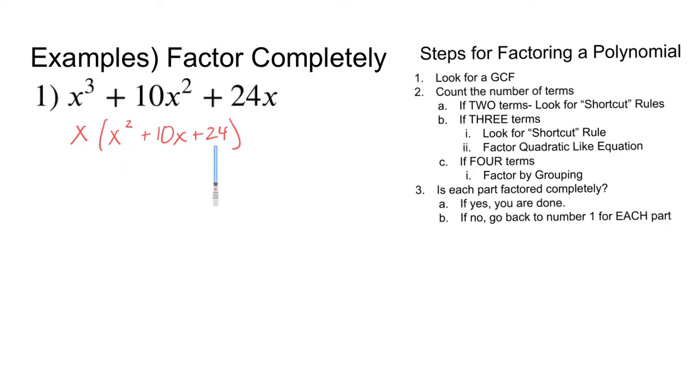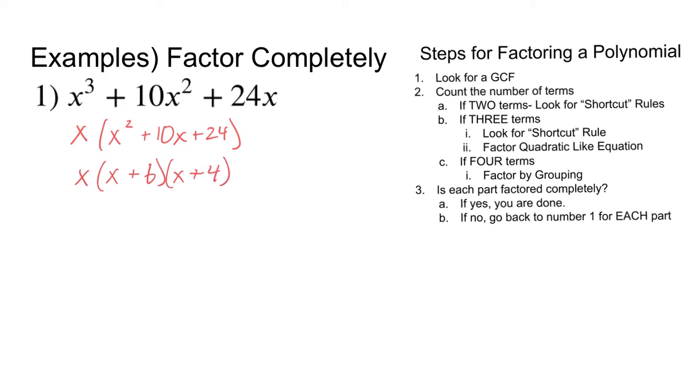So can we think of a pair of numbers that multiplies together to give me 24 and adds together to give me 10? 6 and 4 works. So that means that this quadratic that's in that parentheses can be factored down even more. And what I have here is my final answer.